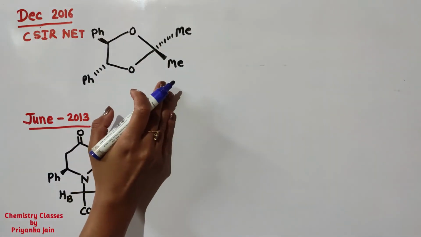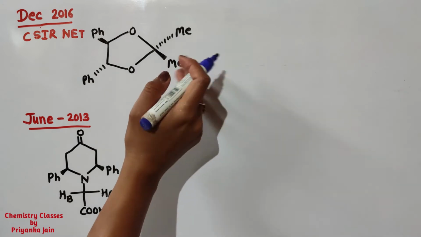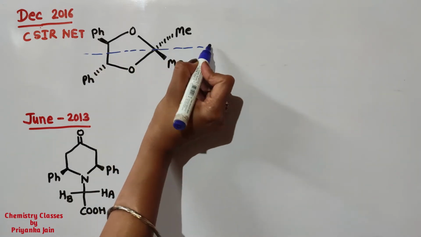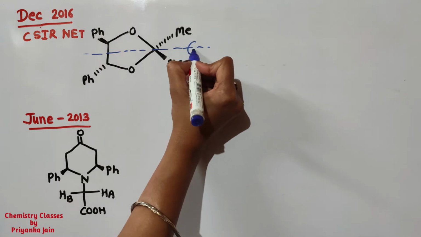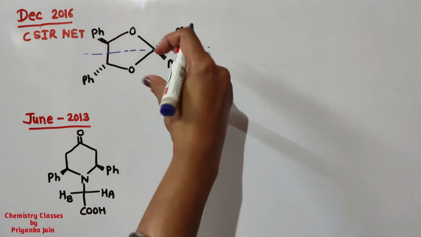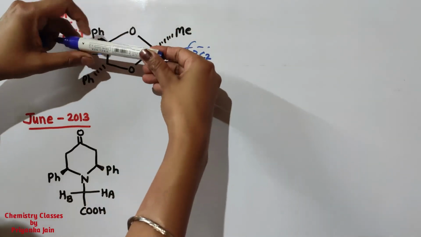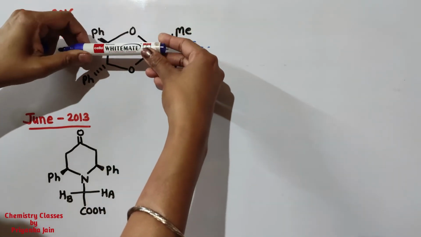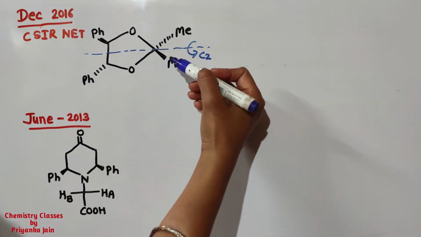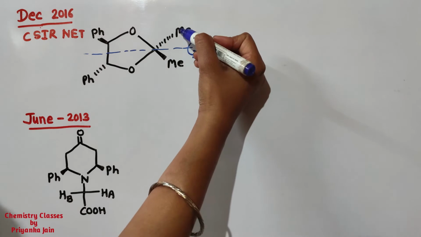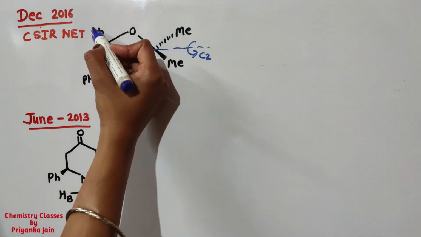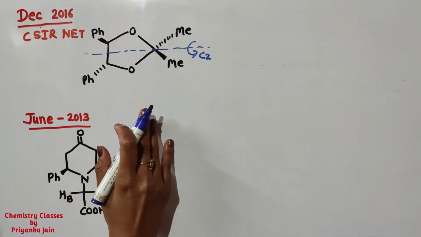Firstly, we have to see whether there is an axis of symmetry or not. You can see in this molecule, if I pass this axis through it, there is a C2 axis present. How is this C2 axis present? See here. If I rotate this molecule about this axis by 180 degrees, then what will happen? This methyl group will go here and this methyl group will come here, right? Similarly, this phenyl group will go here and this phenyl group will come here, right?